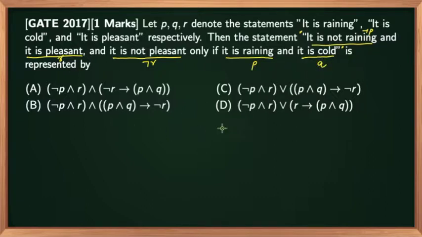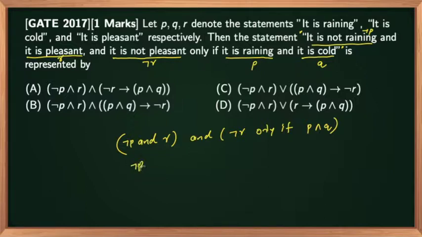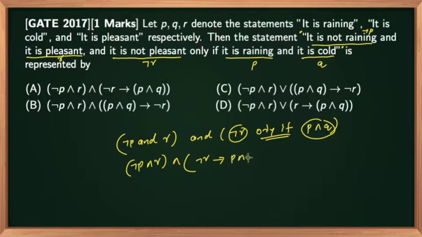So the statement here is not P and R, and not R, only if P and Q. That will be equal to not P and R, and we have only if here. We know that when we have only if, we had to take the not of the left side implies the right side. So that will be equal to not R implies P and Q.